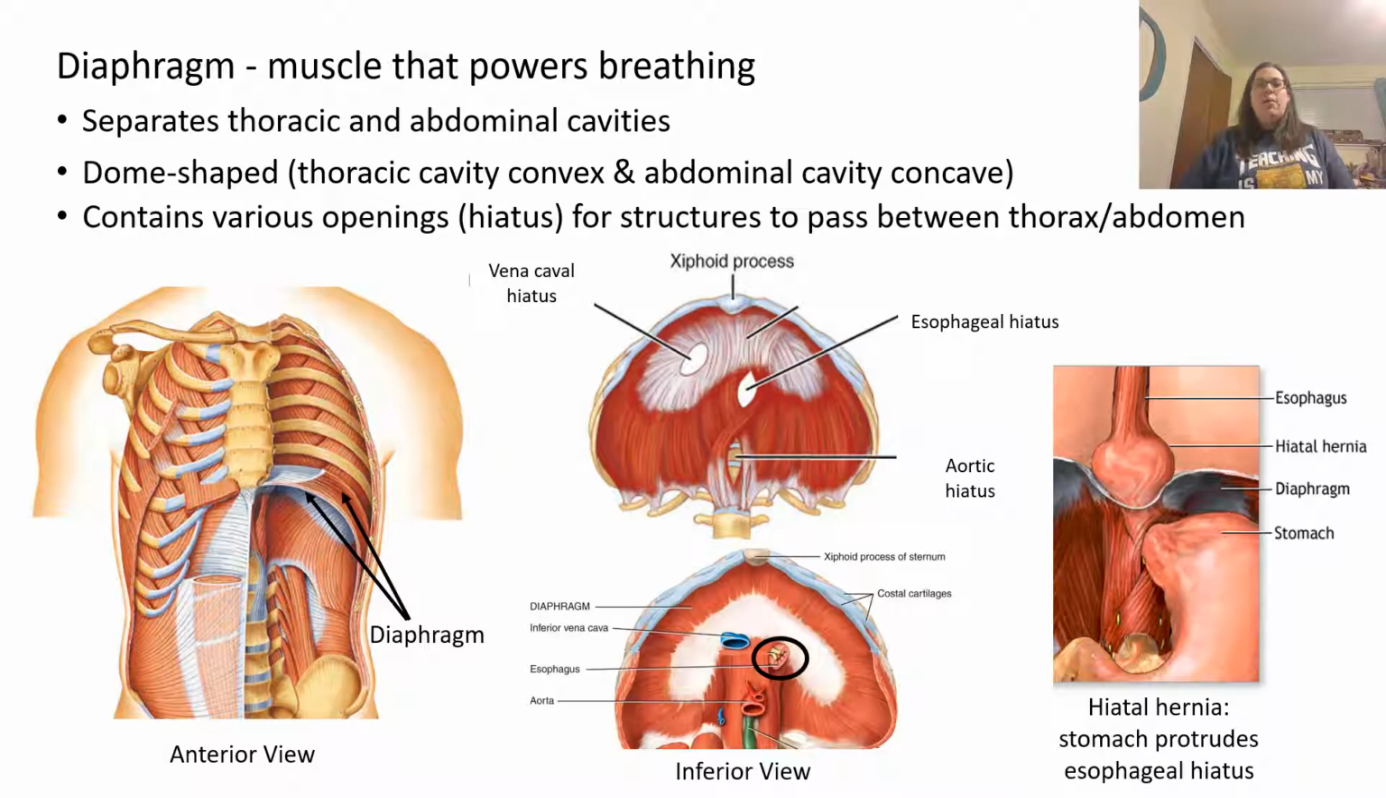So a hiatal hernia is when the stomach protrudes up this hole that the esophagus normally travels through. So guys, anytime we talk about a hernia, it's where something is being pushed into a place it shouldn't. And so in this case, it's the stomach protruding up past the diaphragm into the thoracic cavity.